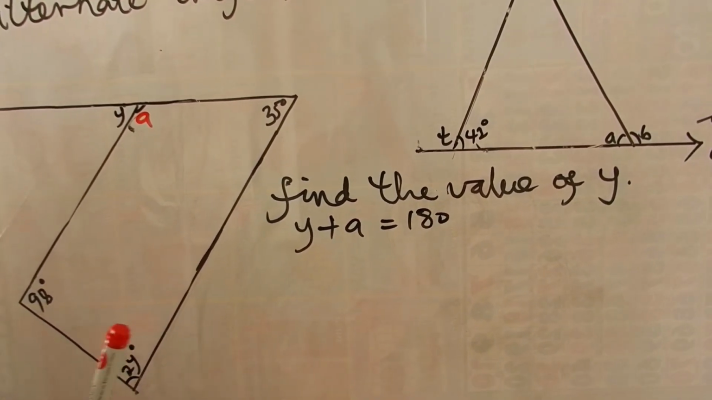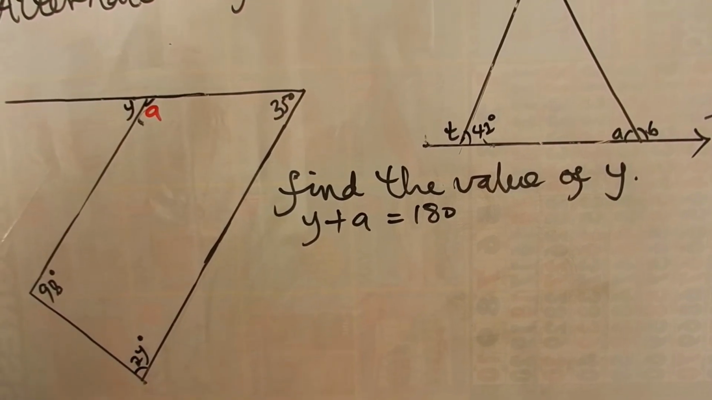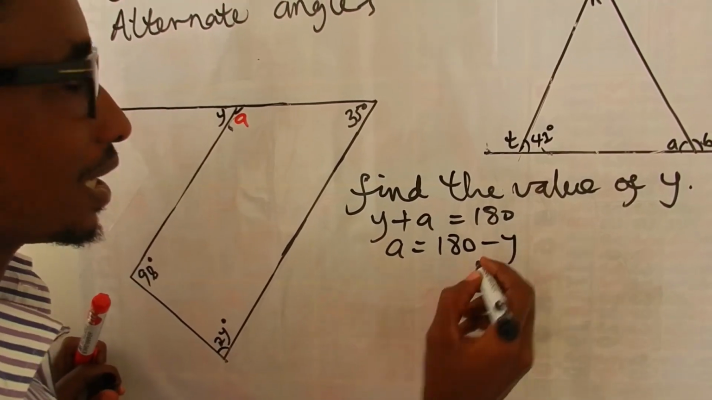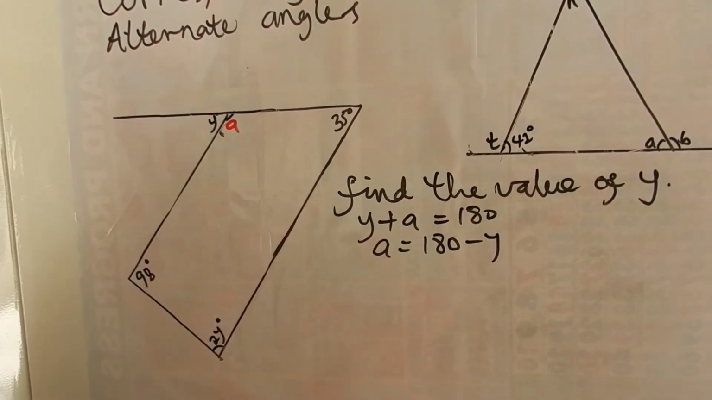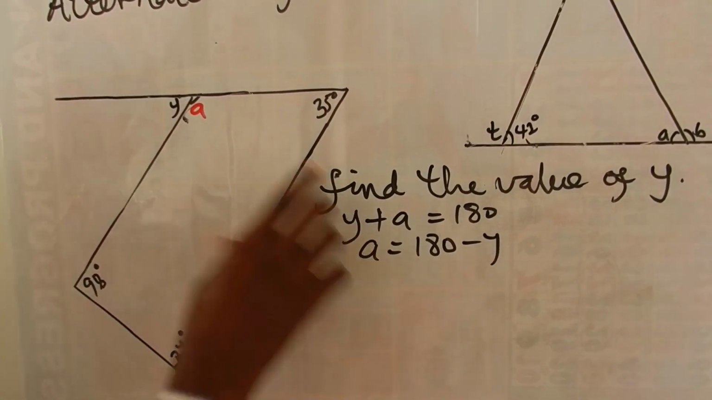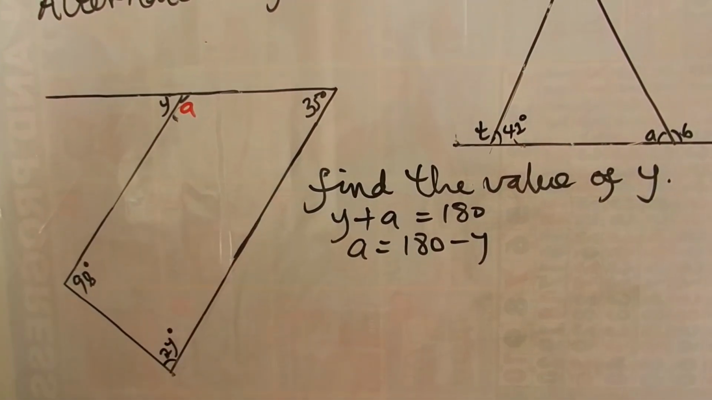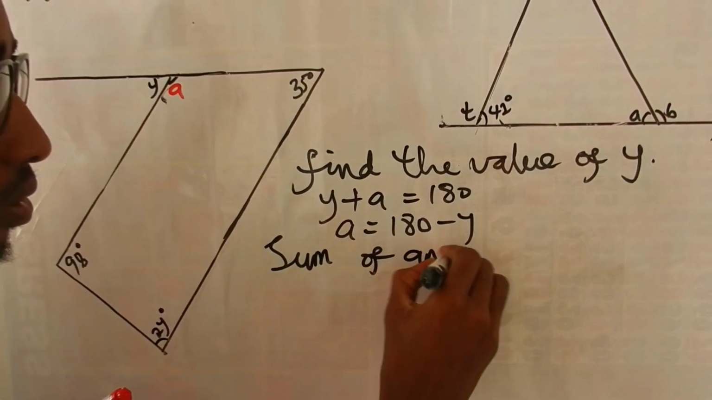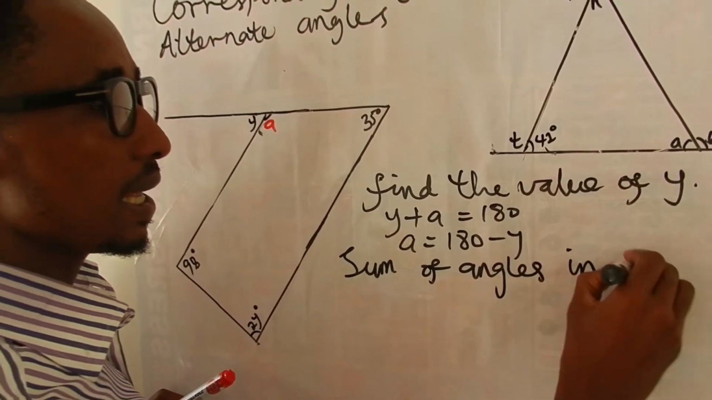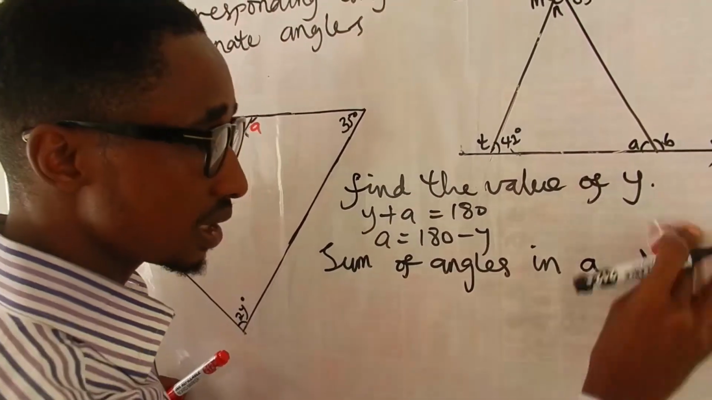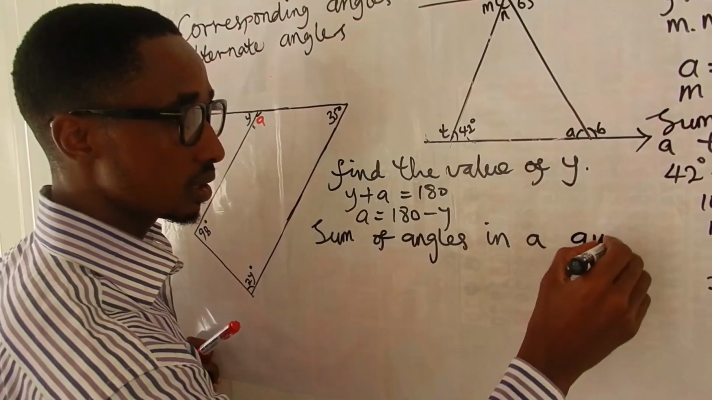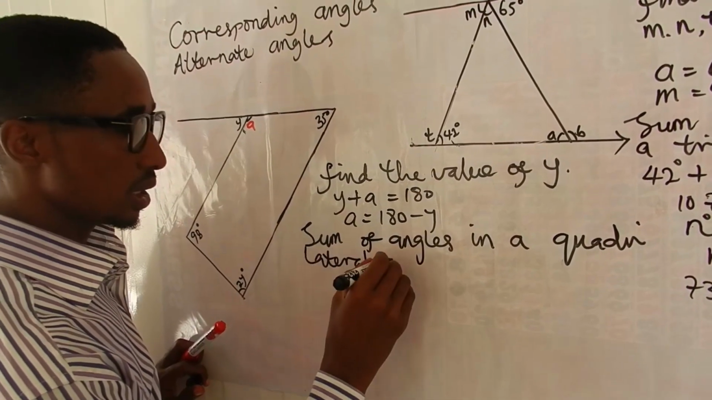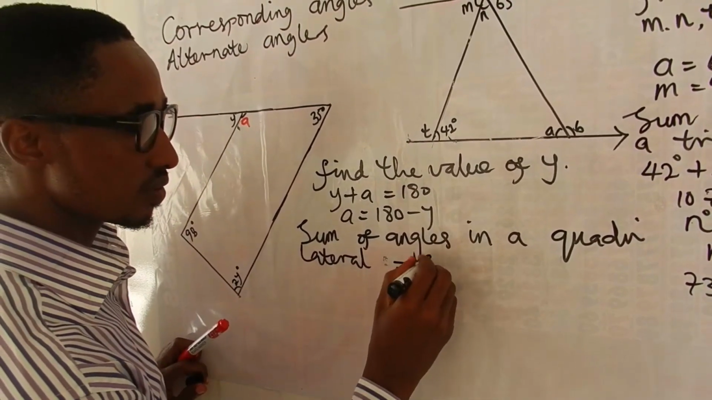So for me to have A, I will say A equals 180 minus y. So this angle is 180 minus y. That is the fourth angle in the quadrilateral. So what do we know? Sum of angles in a quadrilateral is 360 degrees. Sum of angles in a quadrilateral equals 360 degrees.